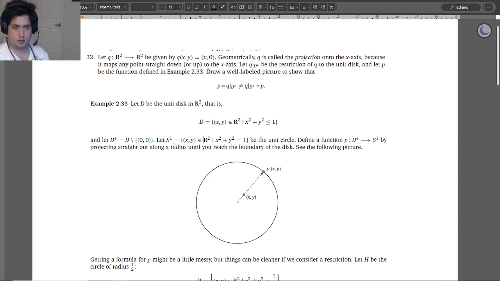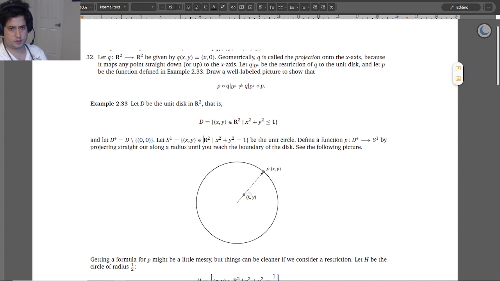Then we have S1, which is kind of similar. It's the values x and y inside the R2 domain where the addition of the squares is equal to 1. So it would be all the values around the circle, that would be the unit circle. All the values where the square root of the addition of the squares is the length of the radius of the circle. So the definition of P goes from a value inside the circle, the unit disk, and is projected into S1, which is the unit circle.